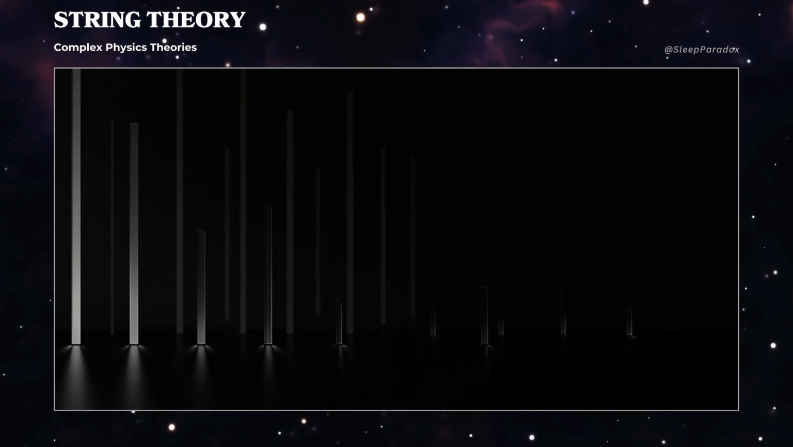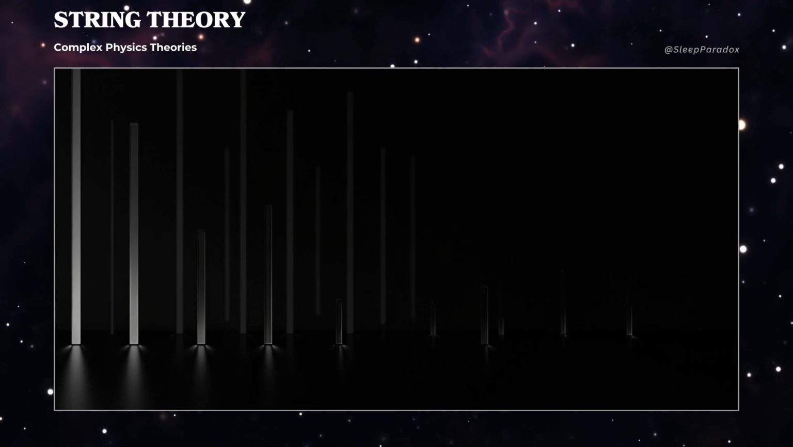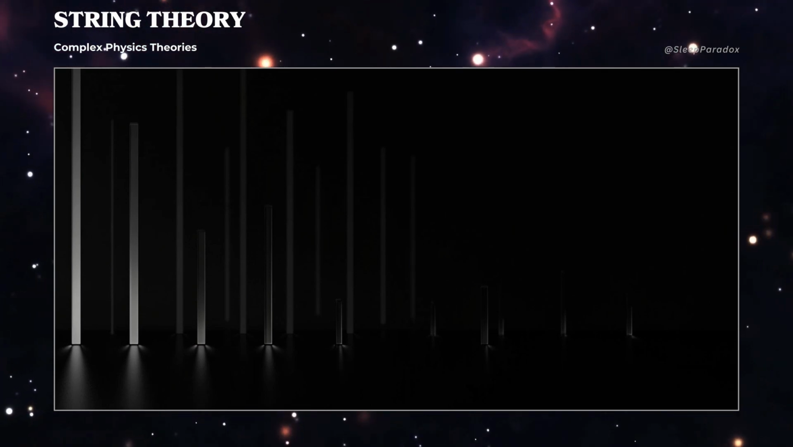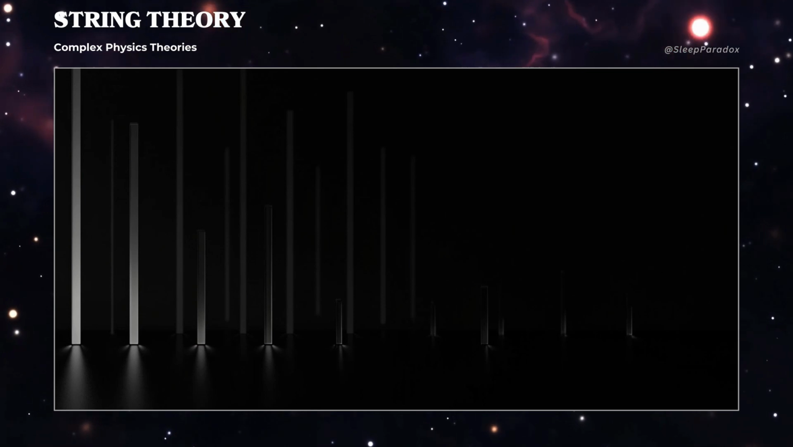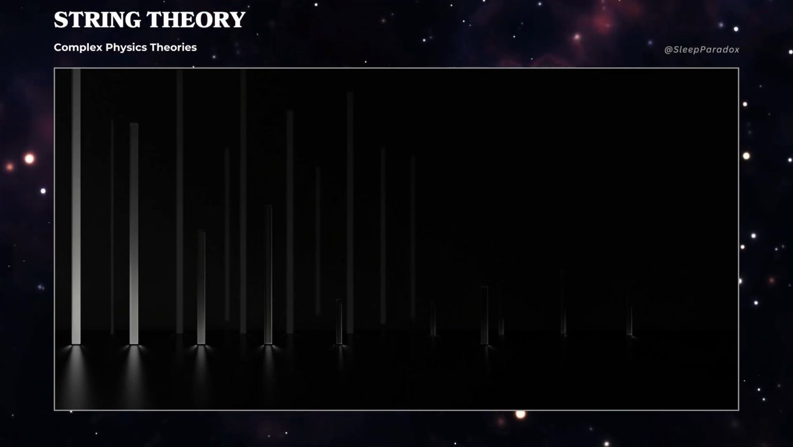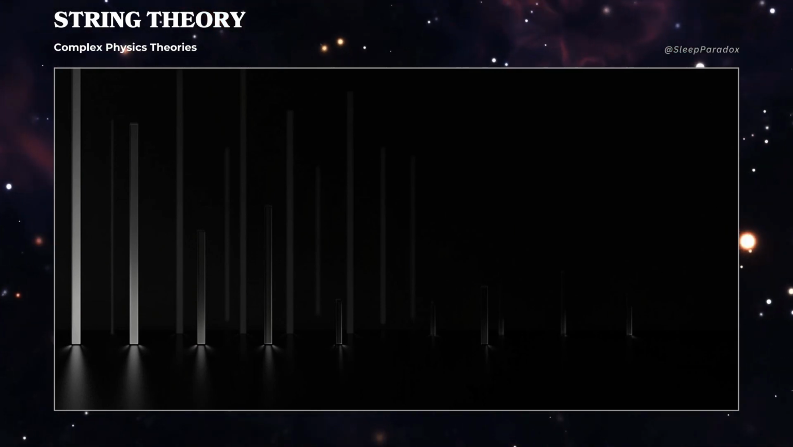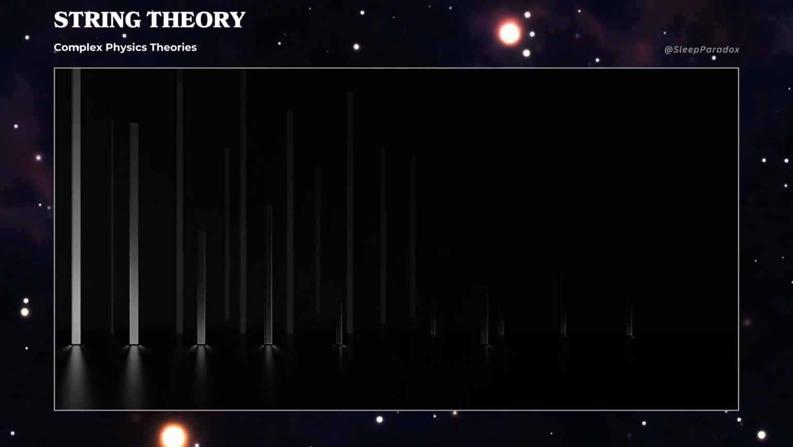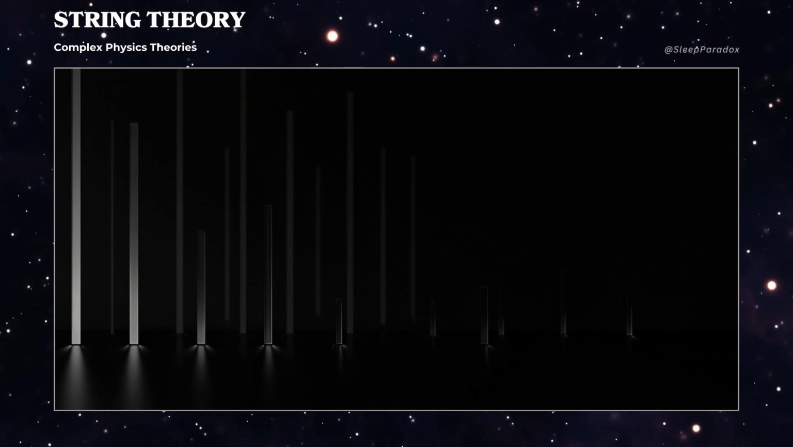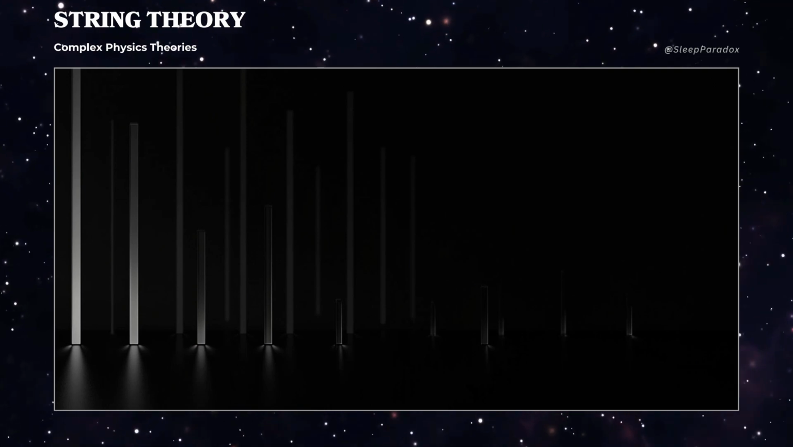Still, the mathematical structure of string theory has led to remarkable insights in other areas of physics. It has helped physicists understand black hole entropy, quantum field theory, and even connections between gravity and quantum information. Some of its tools have crossed into other disciplines, offering new ways to solve old problems.